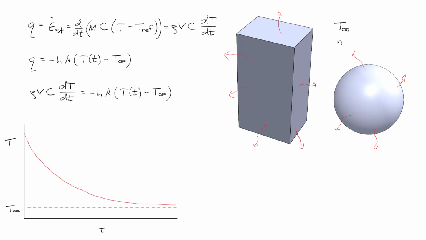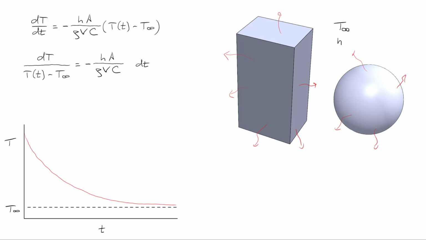We'll start by combining these two expressions and then rearranging to solve for dT/dt. Note that at initial times, the difference in temperature of the object minus T infinity is some positive quantity, so we find that the slope of our temperature profile is negative. As time progresses, the temperature difference decreases, as does the slope. To solve for the temperature as a function of time, we'll start with our original differential equation, separate variables, and integrate temperature from T initial to some temperature, and time from 0 to some arbitrary time.